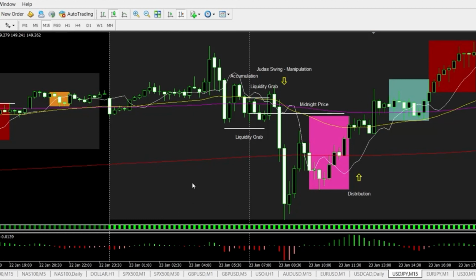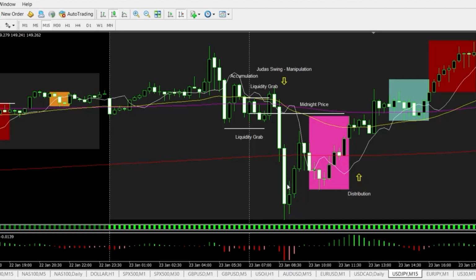Another way to use the Judas Swing is as a level of liquidity. Here we have a similar setup where there's accumulation during the Asian session. However, price takes out both sides during the Asian session and then creates the Judas Swing during the London session, right at the beginning at 2:00 a.m. We have the move above the midnight price.